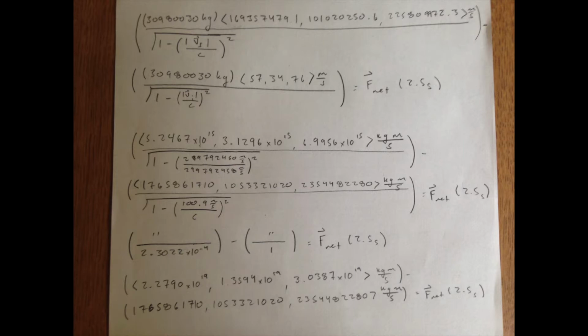These are 2.2790 times 10 to the 19th, 1.3594 times 10 to the 19th, and 3.0387 times 10 to the 19th kilogram meters per second for the final momentum, and approximately 1.77 billion, 1.05 billion, and 2.36 billion kilogram meters per second for the initial momentum. This is all still equal to the net force times 2.5 seconds.